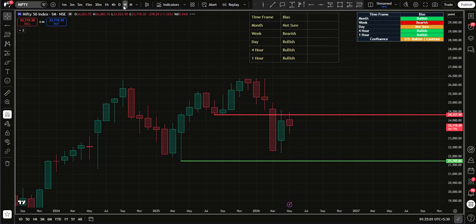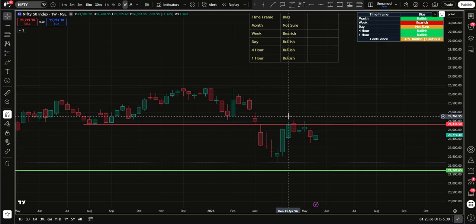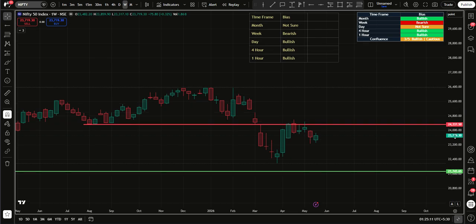Moving over to the weekly time frame. On a weekly time frame, Nifty is bearish. Why is it bearish? Look at this swing high, and this is a lower high. So that is the reason Nifty is bearish.